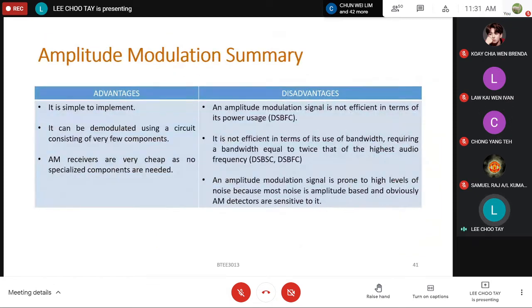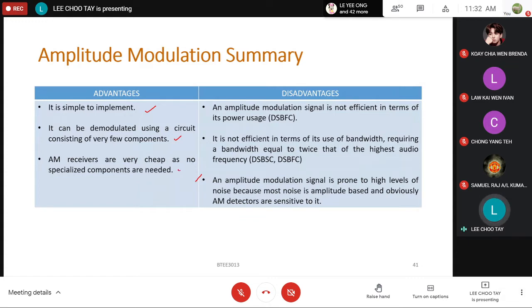So this slide shows you a summary of the amplitude modulation scheme. Advantages: the first one is, as we've seen before, the amplitude modulation scheme is very simple to implement. All you need is just a multiplier if you are using double sideband suppressed carrier. If you are using double sideband full carrier, then you need a circuit to add the carrier to the double sideband suppressed carrier signal. So implementation-wise is very simple. Then demodulation or recovery also is pretty simple. Technically speaking, if you want to do synchronous detection, you just multiply the incoming signal with the local carrier followed by low pass filtering.